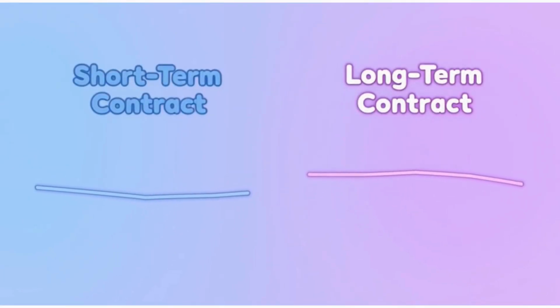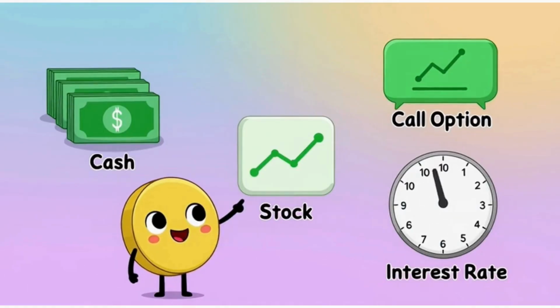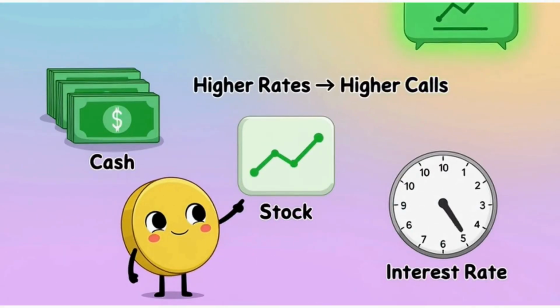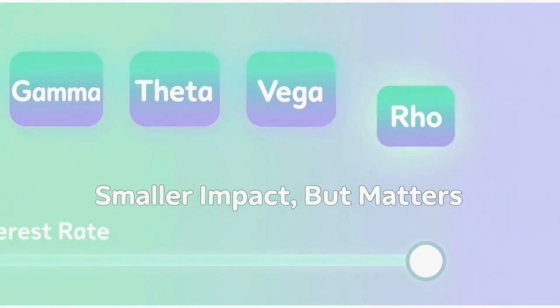Rising interest rates generally increase call option prices and decrease put option prices. This happens because higher rates affect the cost of carrying the underlying asset. In short-term trading, Rho may not play a large role, but in long-dated contracts, it becomes more noticeable.